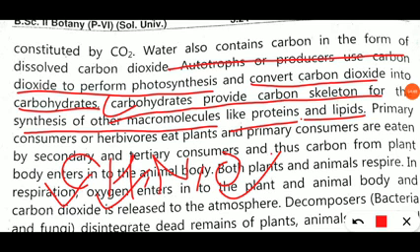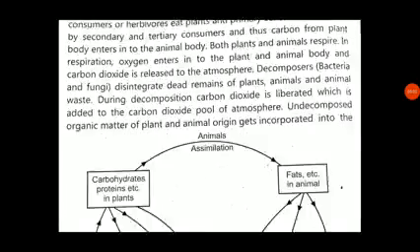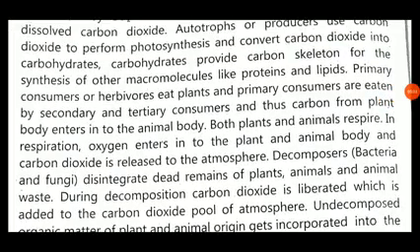Now what happens then? The primary consumers, those are the herbivorous animals, eat plants, and primary consumers are eaten by secondary consumers, and secondary consumers by tertiary consumers, and thus carbon from the plant body enters into the animal body. Therefore carbon enters the animal body through the primary, secondary, and tertiary consumers.